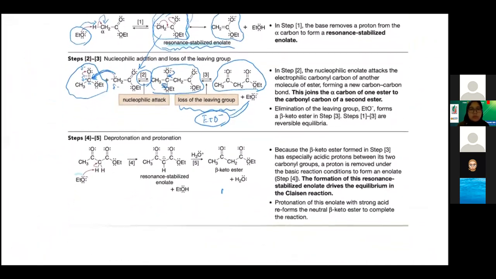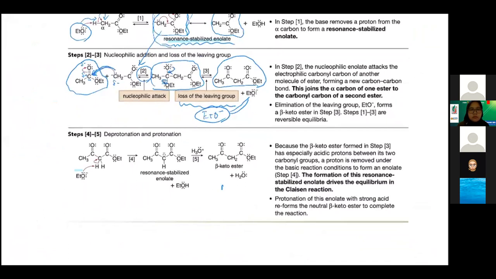And the next step. This is also a strong base, reacting again. The proton on the alpha position is highly acidic and is easily removed by the strong base. This is reaction number 4. Again the resonance-stabilized enolate is formed.